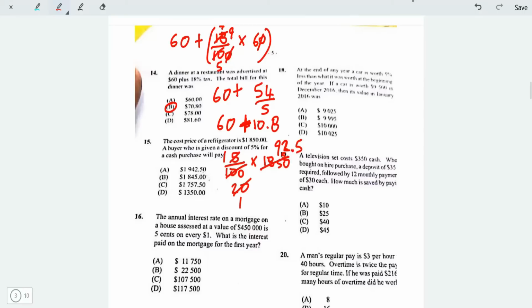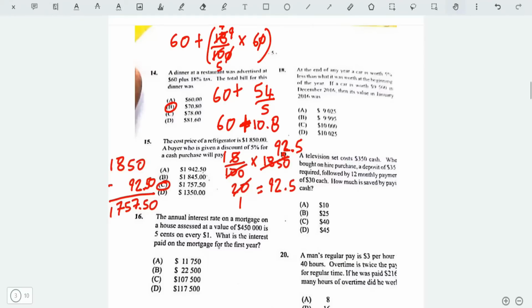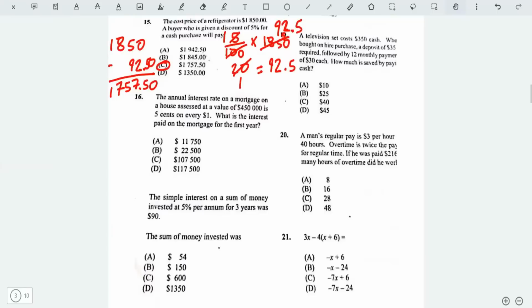5% of 1,850, that means that the discount is 92.5. If that is a discount, what you'll actually pay is 1,850 minus the discount of 92.5. So when we subtract them, what we get is 1757.50. That will be the discount. Nice, nice, nice.